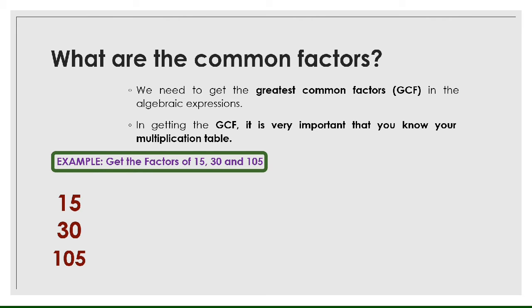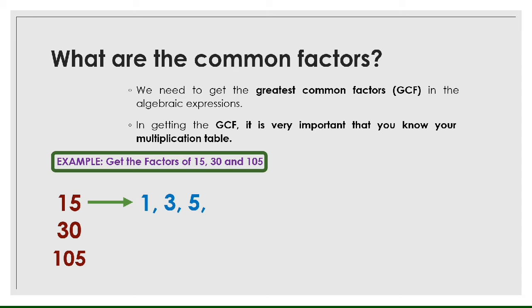For 15, let's see. So what do you think are the numbers that you could use as a divisor for 15 na kapag dinivide nyo siya, whole number ang lalabas? So we got 1. Bakit 1? Kasi 15 divided by 1 is equals to 15. So that is a whole number. Next is 3. Bakit? Kasi 15 divided by 3 is equals to 5. So that also gives us a whole number.